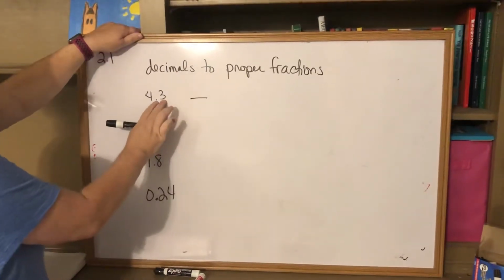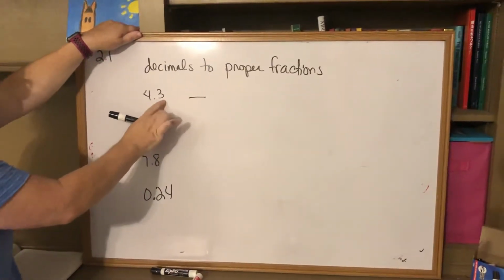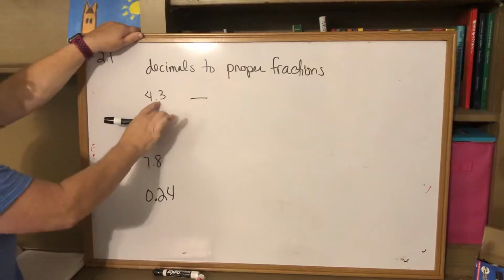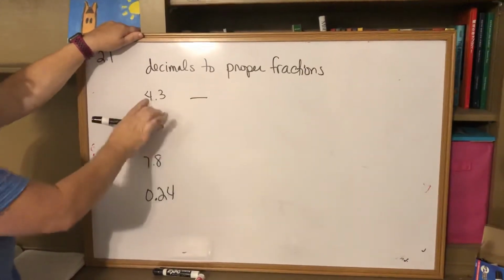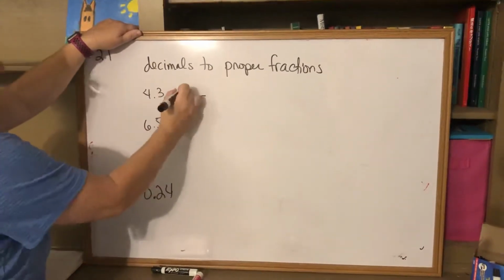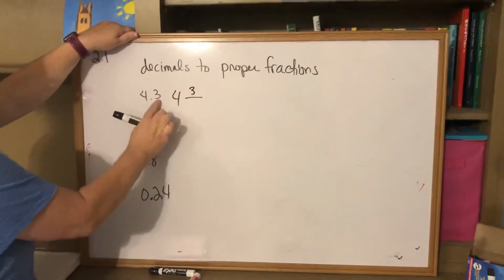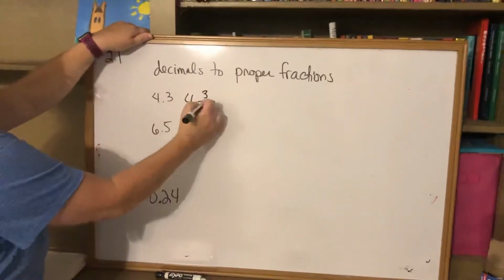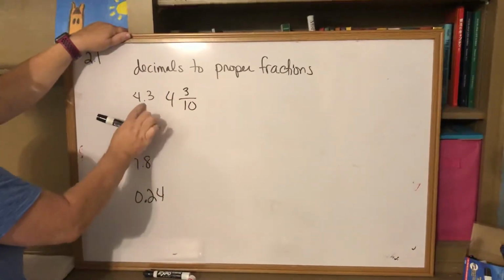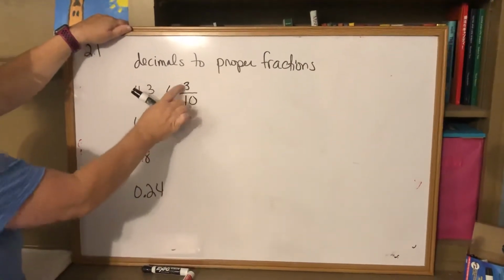And we learned in the last video that after the decimal is our partial. So anything that comes after a decimal is our fraction. This is a whole number, so this would be 4, and the 3 becomes our numerator. What place value is the 3 in? It's in the tenths, so that would be our denominator. So this is 4 and 3/10.